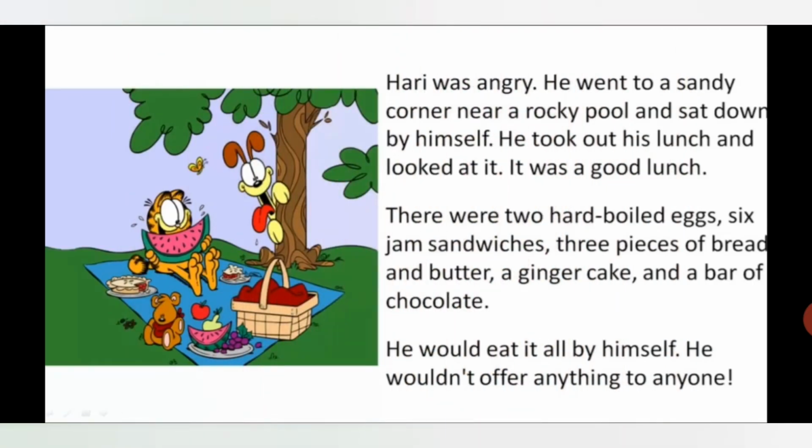Hari was angry. He went to a sandy corner near a rocky pool and sat down by himself. He took out his lunch and looked at it. It was a good lunch. There were two hard boiled eggs, six jam sandwiches, three pieces of bread and butter, a ginger cake, and a bar of chocolate. He would eat it all by himself. He wouldn't offer anything to anyone.